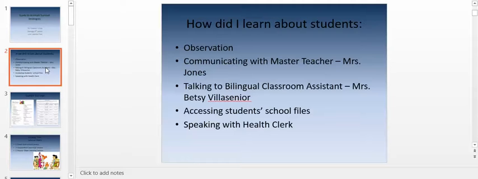Another great way to find out is by accessing the health clerk's office, and you can either speak with the nurse or health clerk or ask them to take a look at the files and see if the student had any major health issues.